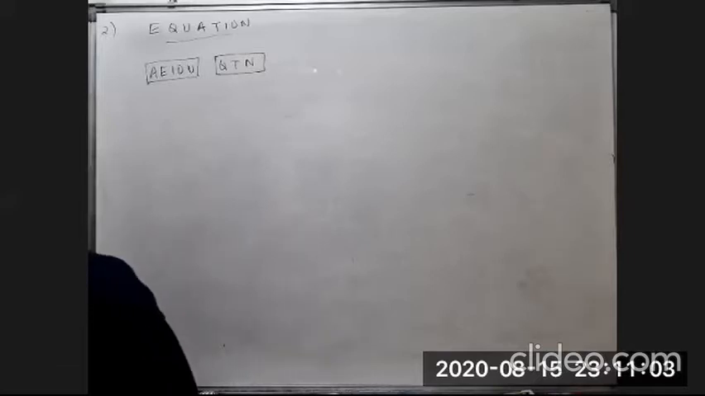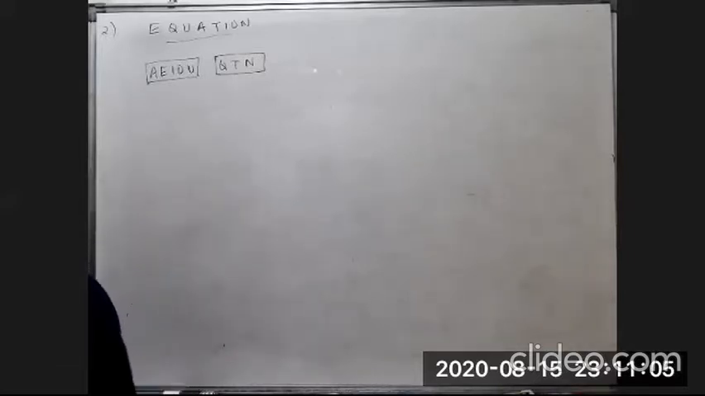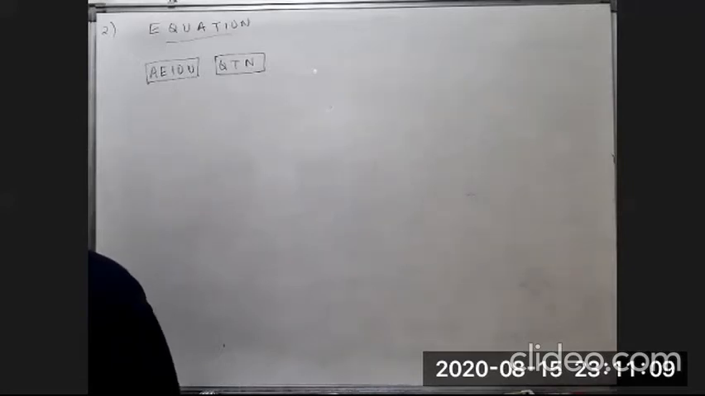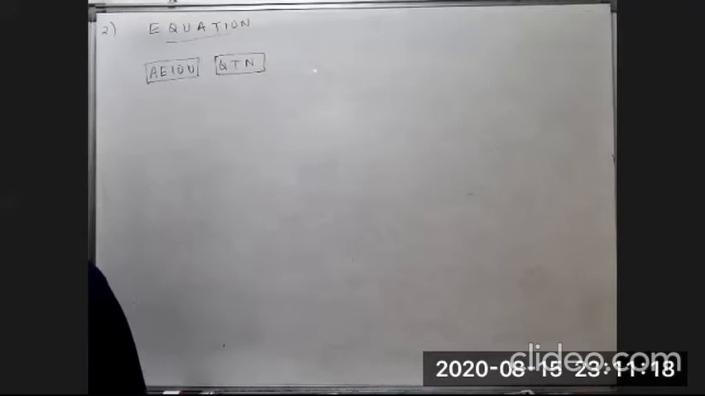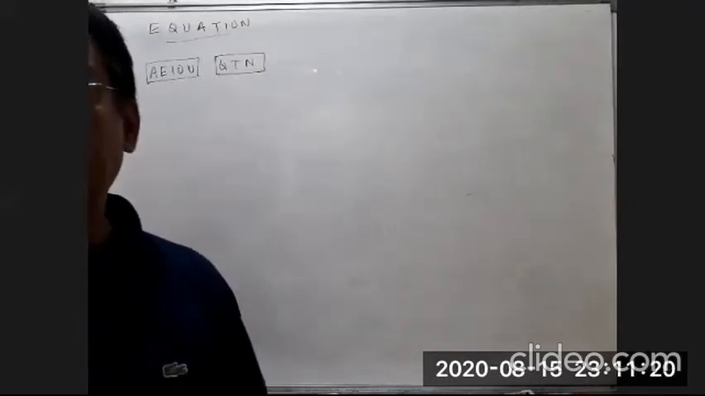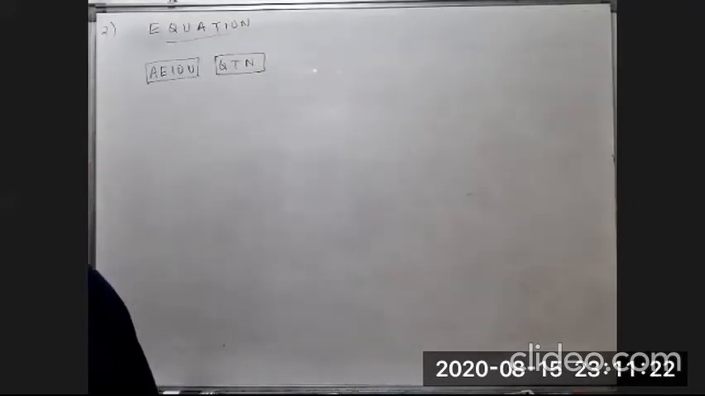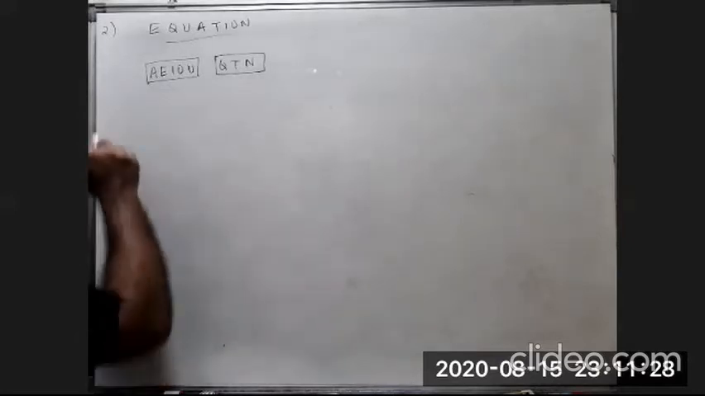3 consonants within the box can be arranged in 3 factorial ways.